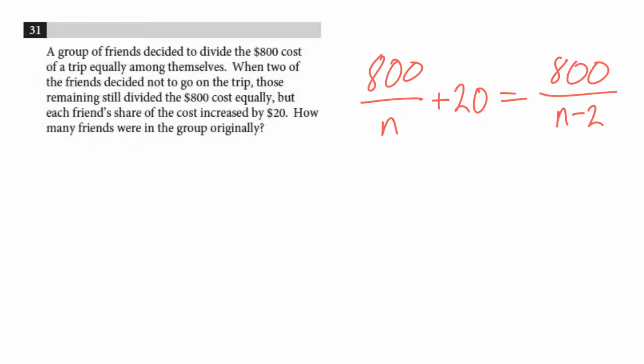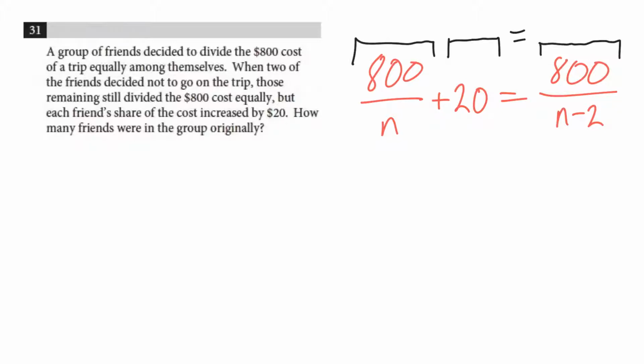So on the left here, we have the original, what it was going to cost. Then it's an additional $20. Okay, so this is what each person has to spend currently after those 2 people left. Well, we also know that the $800 is going to be divided amongst n minus 2 people. So these two sides must be equal.